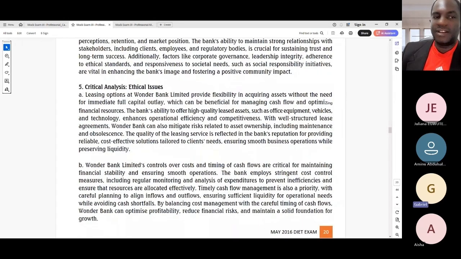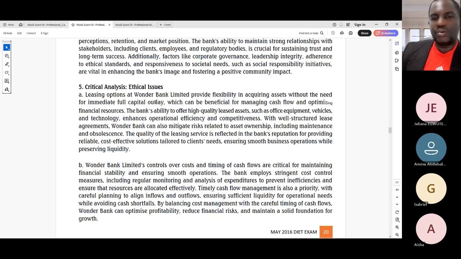Okay, so the 5th point, and very important, like I have always overemphasized, critical and ethical issues. If you don't talk about ethical issues, you are having slim chances of passing case study in both requirements. So the critical or ethical issue now on this leasing is about the acquisition of the asset.